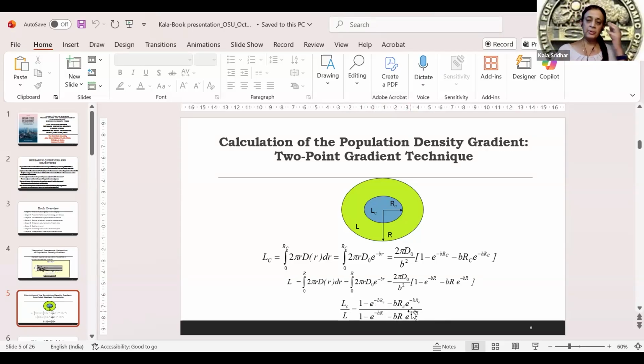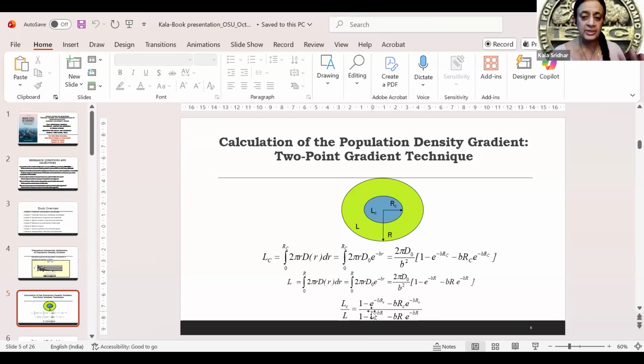But we need to remember a couple of caveats about this equation, which can be used to calculate the density gradient, not estimate it, calculate it. One, it has no closed form solution, which basically means that there are multiple values of B which will satisfy this equation. Two is also that there is no statistical significance to this, like the previous slide's regression equation would basically yield.